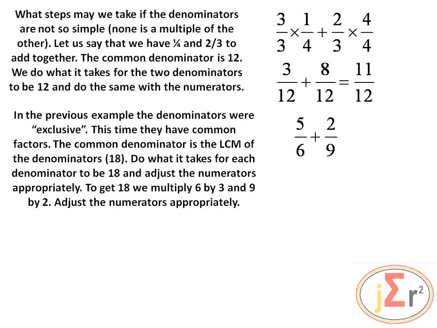The common denominator is the LCM of the denominators, which is 18. The lowest number that 6 can go into and the 9 can go into without leaving a remainder, and that is 18. Do what it takes for each denominator to be 18 and adjust the numerators appropriately.